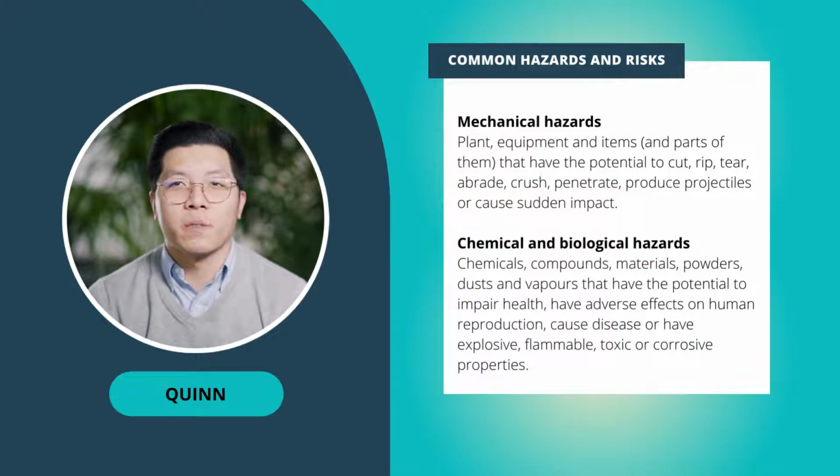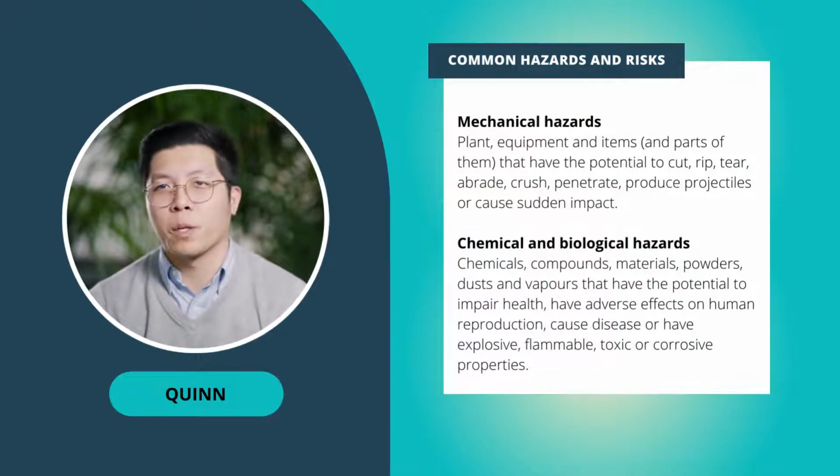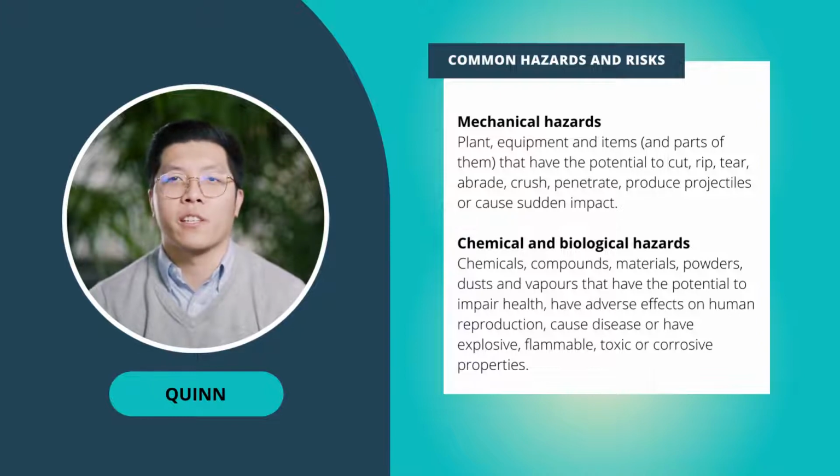The common hazards and risks. Here are some common workplace hazards and the risks that they pose. Mechanical hazards have the potential to cut, rip, tear, abrade, crush, penetrate, produce projectiles or cause sudden impact. Chemical and biological hazards have the potential to impair health, have adverse effects on human reproduction, cause disease, and have explosive, flammable, toxic or corrosive properties.